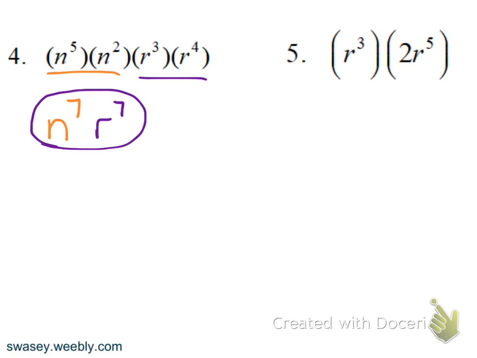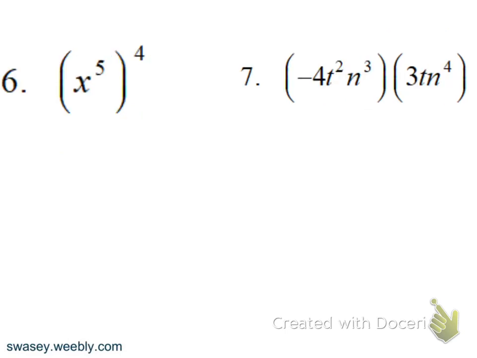Number 5, multiply your coefficients. 1 times 2 gives us 2. And then when you multiply with the same base, add your exponents. 3 plus 5 gives us 8. When you see a power to a power, you're going to multiply exponents. So this will be 5 times 4, x to the 20th power.